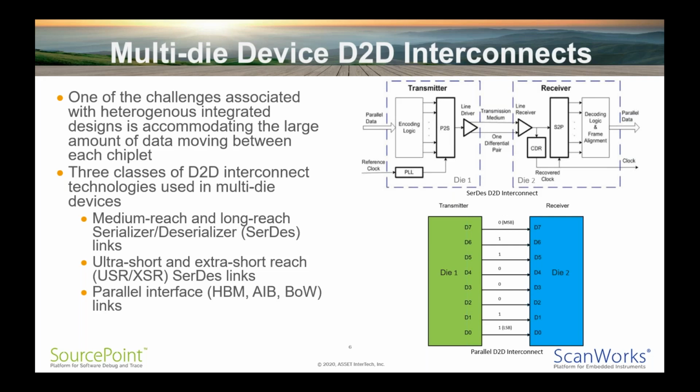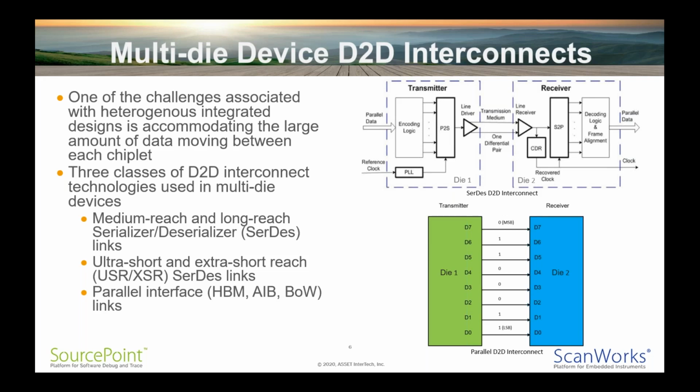These are 3 classes of die-to-die interconnect technologies used in multi-die devices: multi-reach and long-reach serializer, deserializer, also known as SerDes, short-reach and ultra-short-reach SerDes, and parallel interfaces. These die-to-die interconnects accommodate high-speed data transfer while minimizing noise and minimizing the number of die-to-die interconnects. Technologies such as high bandwidth memory, advanced interface bus, or bunches of wires are simple to implement and have a high bandwidth, but they do require a lot of wires to completely implement these solutions.